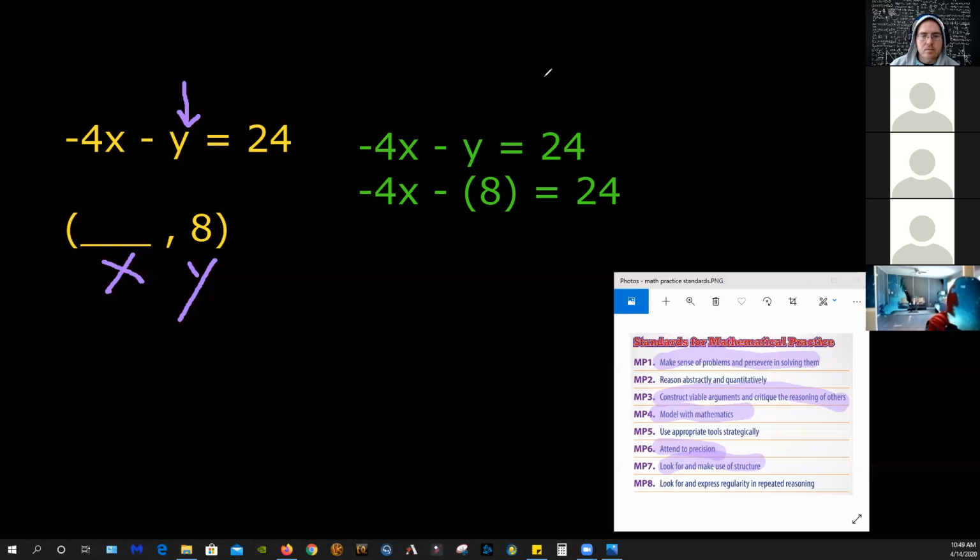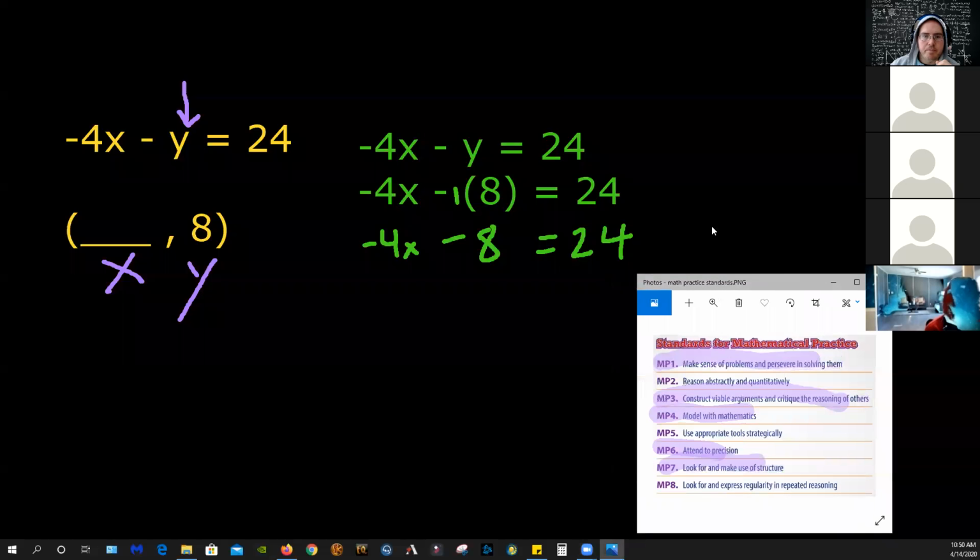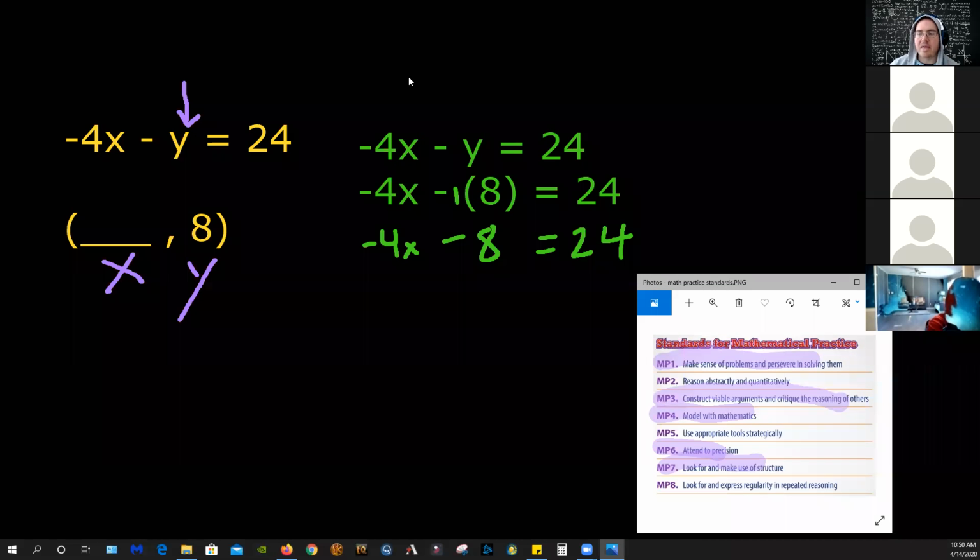Okay. So -4x, nothing going on with that yet. -8 equals 24. Since this is really like a -1 times 8, it's just -8. Okay, so now I need to do a little bit of inverse operation work. This is not something you were told to do. Your intuition has to remind you, oh yeah, this is something I've got to do. So I'm going to add the opposite of -8, which is a +8.